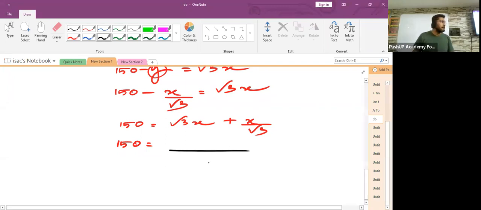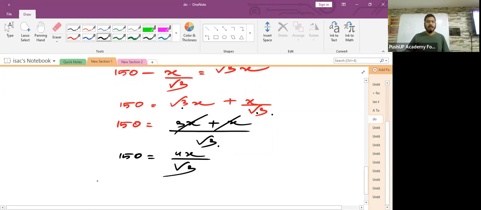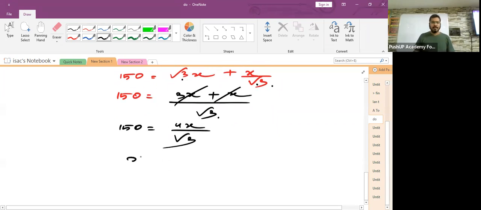LCM method. What is the LCM? Root 3 is the LCM. Very good. Now root 3 into root 3 is what? 3. So 3x plus root 3 upon root 3 is 1. 1 into x is what? X itself. Therefore, 150 is equal to 3x plus x, which is 4x divided by root 3. Now you have to find the value of x.